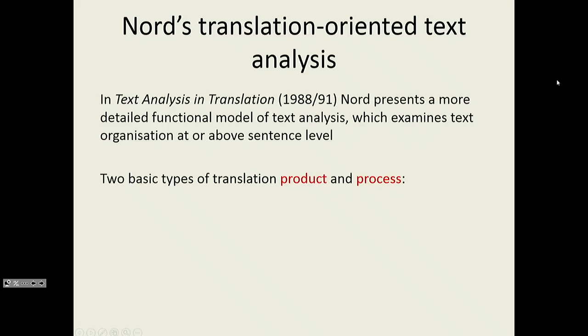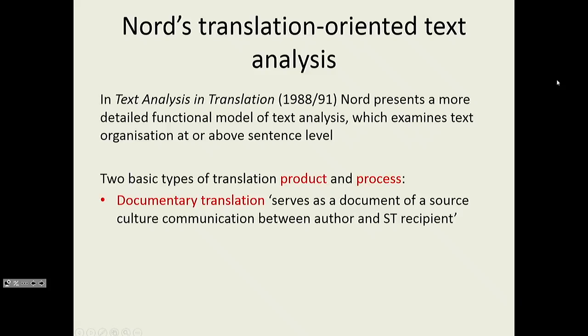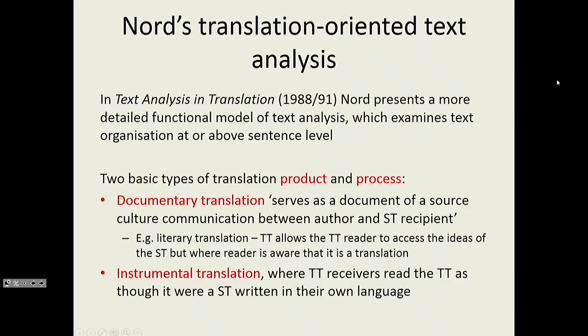So at sentence level basically means looking at the words on the page. Above sentence level looks at where the text operates beyond the page, if you like. So she comes up with two basic types of translation product and process: documentary translation and instrumental translation. So documentary translation, the easiest way to describe this is that it would serve as some kind of documentation of source culture communication between author and source text recipient.